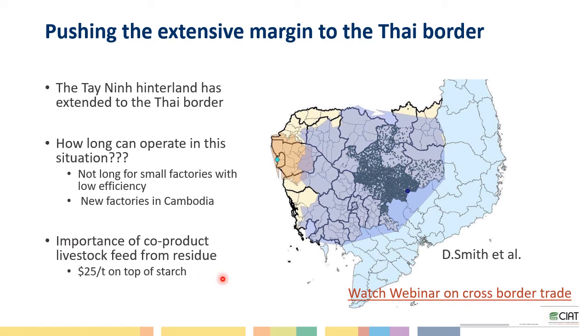The other important thing is the benefit derived from residues, and we shouldn't forget those when we're looking at the profitability. We say a ton of starch also produces maybe a ton of wet pulp, and at the moment processors in Tay Ninh are selling that for around $25 a ton.